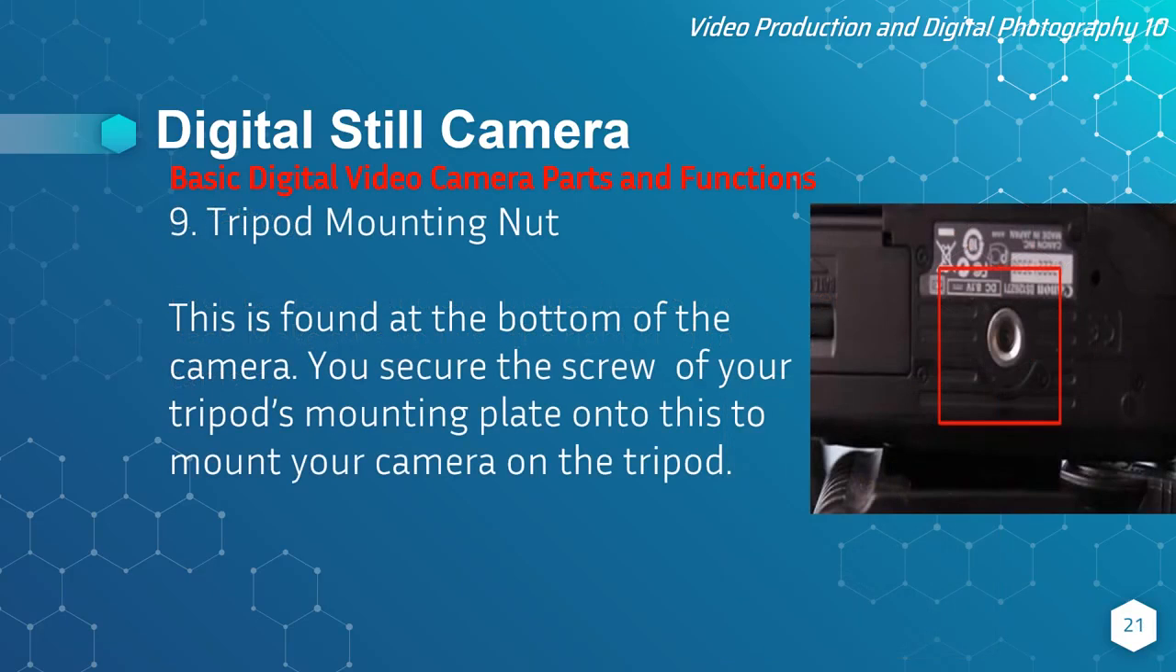So this one naman, which is the tripod mounting nut. So ano pong ginagawa nun? Saan matatagpuan? This is found at the bottom of the camera, sa baba. Okay, you secure the screw of your tripod's mounting plate onto this to mount your camera on the tripod.